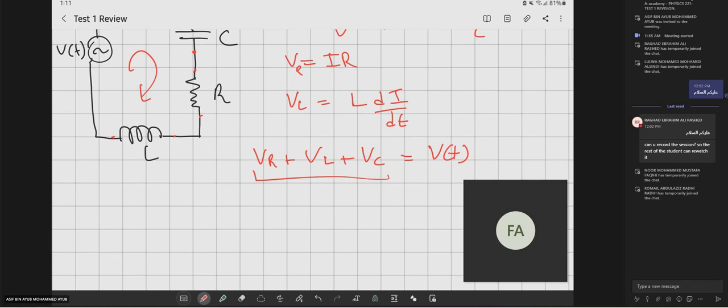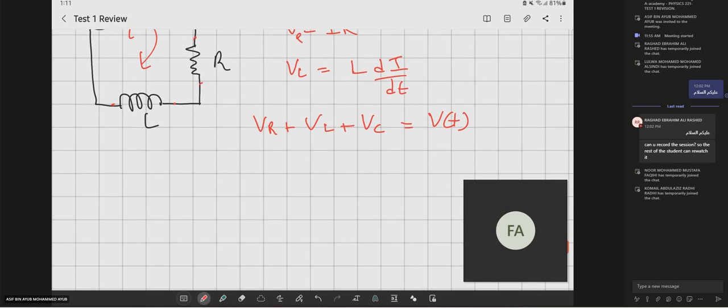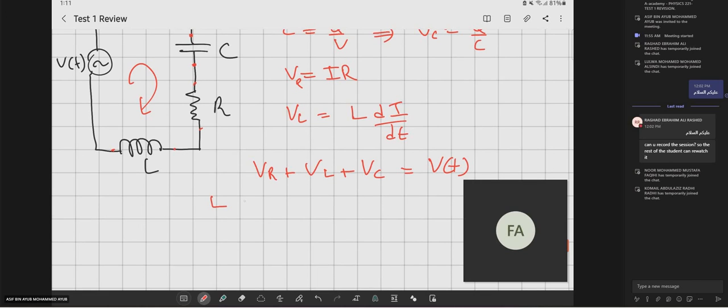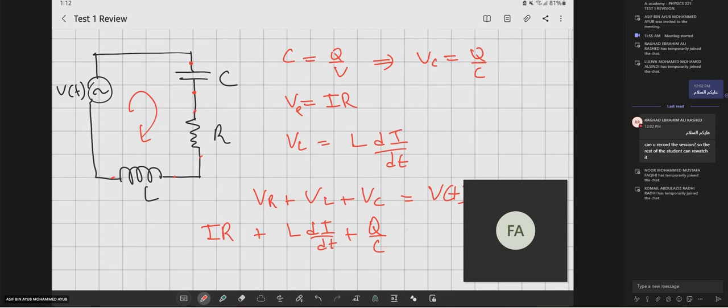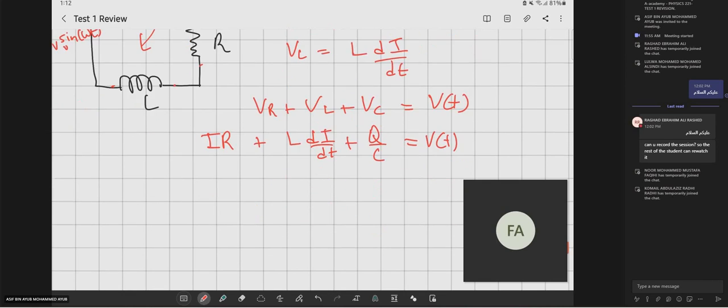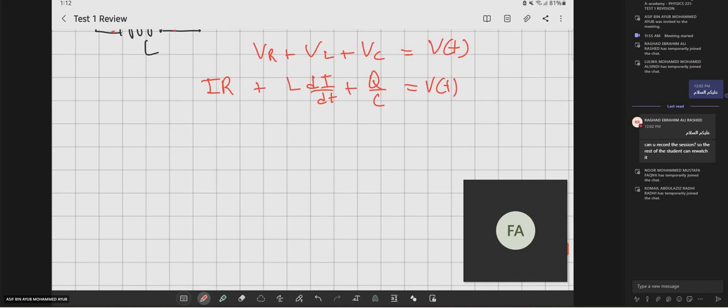These are the dissipative components in your circuit. This is the source, the input. Usually you write, let's write it in order: IR plus L di/dt plus Q over C equals V(t). V(t) can be anything. It's usually sinusoidal, but it can also be 0, depending on the question.